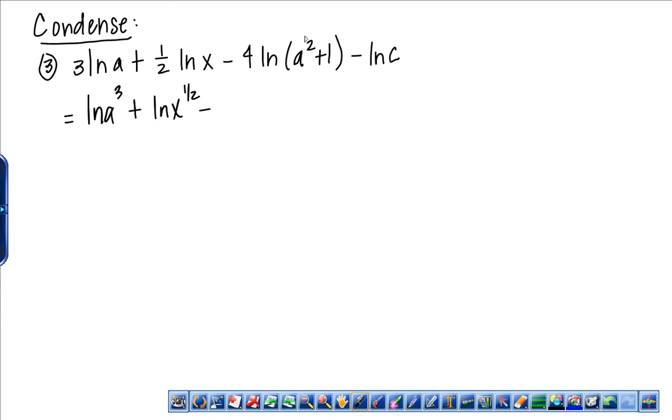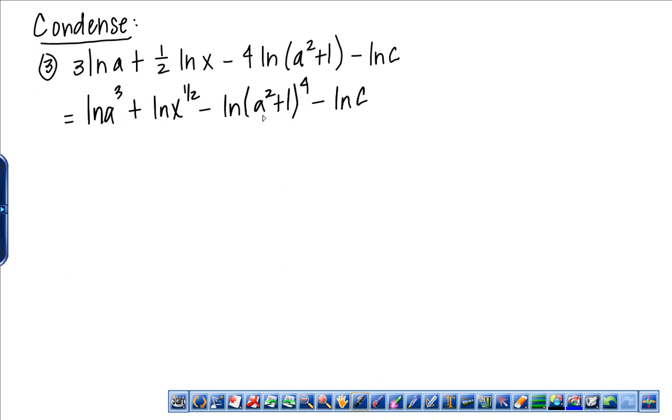Now there's no rule that says that I can distribute the natural log. So it's not like I could say natural log of a squared and natural log of 1. So this is going to stay here. So I'm going to say natural log of a squared plus 1. And I'm going to raise that to the 4th power minus natural log of c. Okay, now in the previous problem, you realized that I had a minus and a minus.